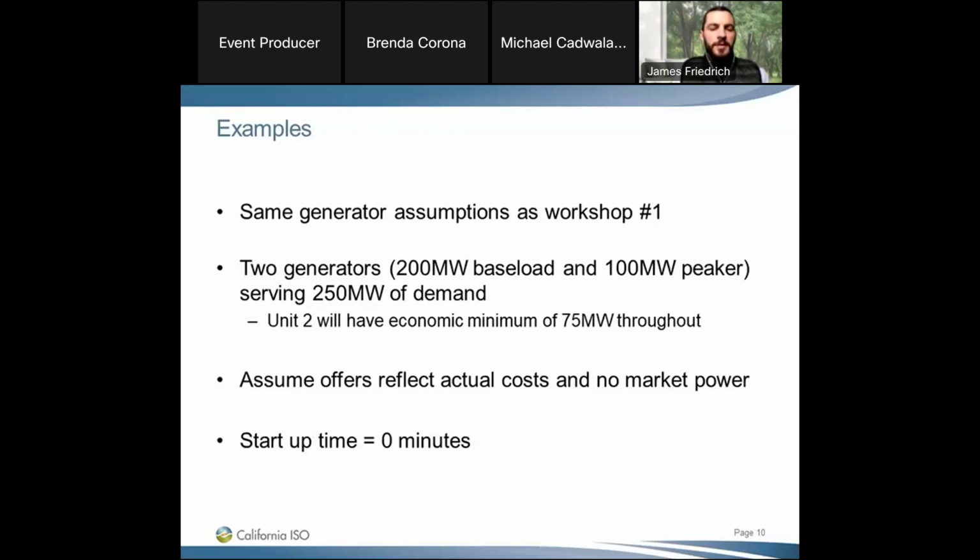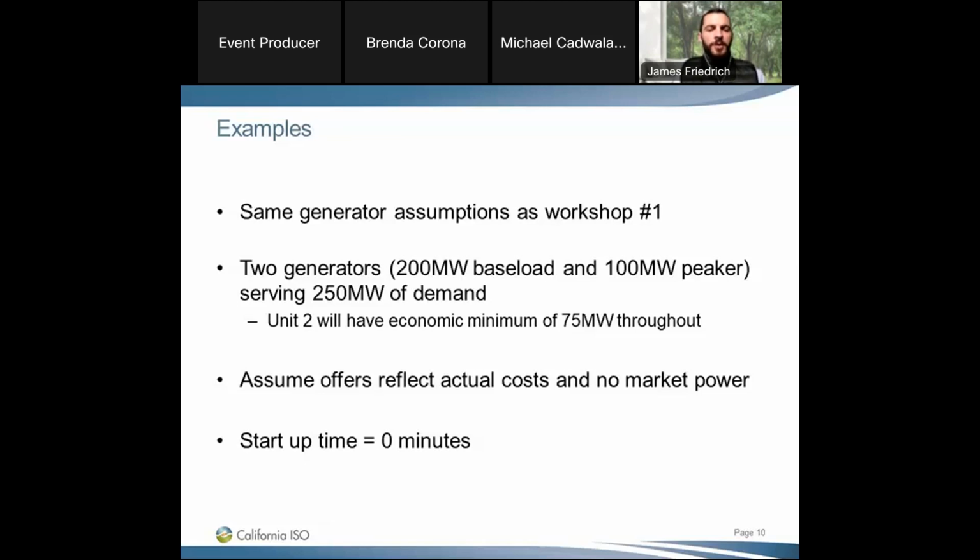The only exception to the first bullet is that, in the first workshop, we toggled back and forth between the second unit having an economic minimum or not. In these examples, the resource will always have an economic minimum of 75 megawatts. So its dispatchable range in these examples will be between 75 and 100 megawatts.